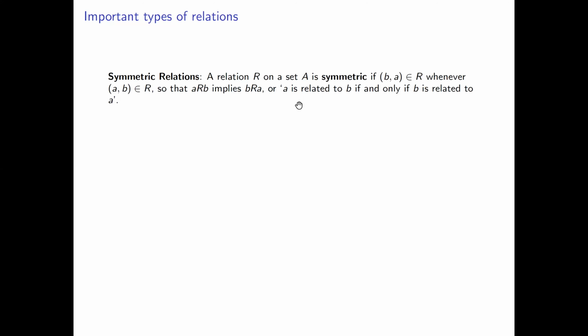One way to think about this is: a is related to b if and only if b is related to a. You need symmetry, you need both. We've seen plenty of examples already which are not symmetric, but let me just do one example which is symmetric.